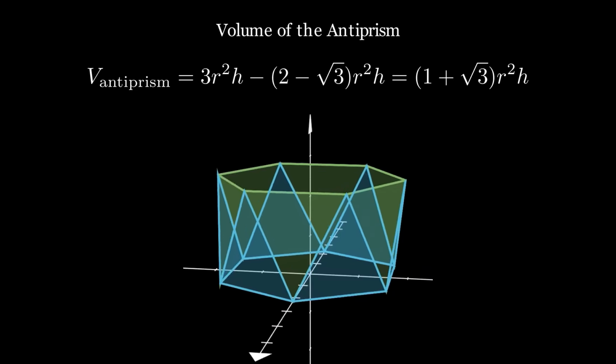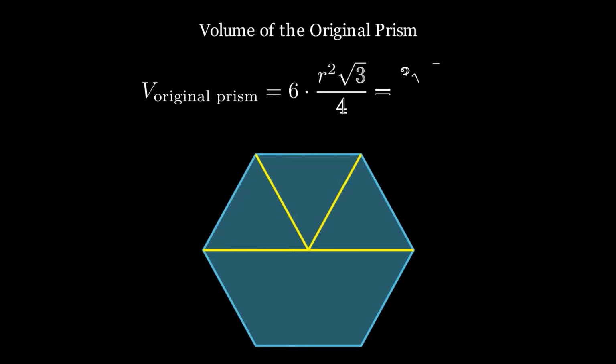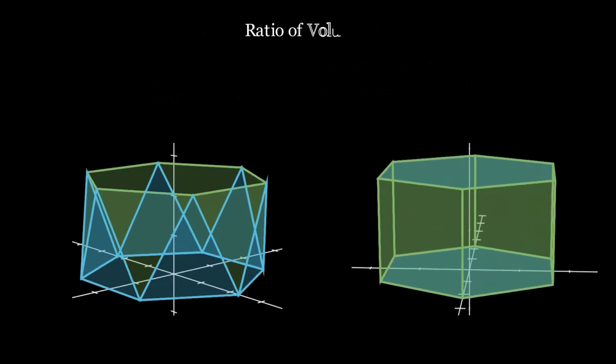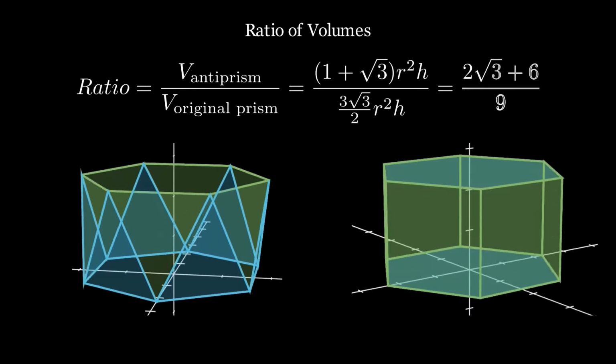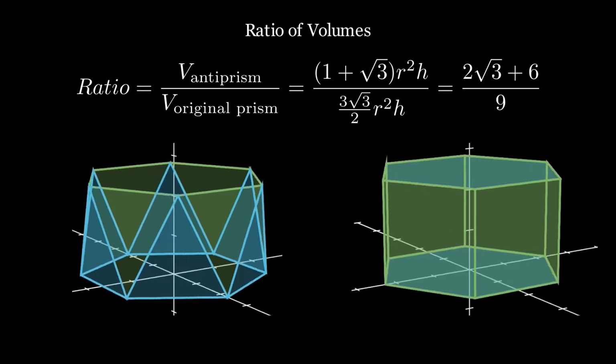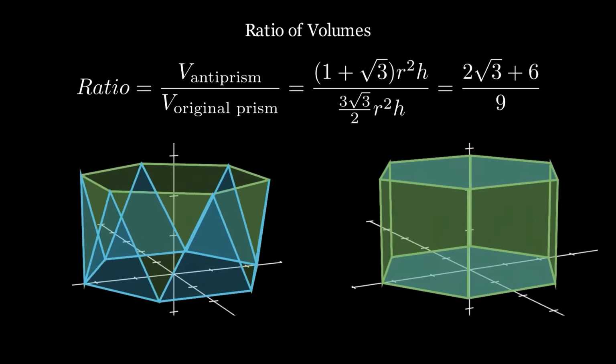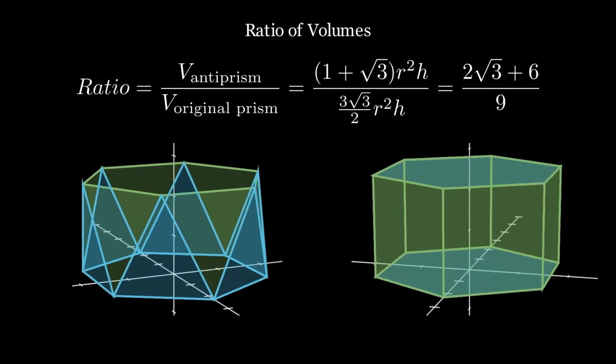For comparison, the volume of the original prism with its regular hexagonal base is 3 times the square root of 3 divided by 2 multiplied by the square of the side length times the height. Finally, to find the ratio of the volumes, divide the volume of the antiprism by the volume of the original prism. Simplifying, the ratio becomes 2 times the square root of 3 plus 6 divided by 9.